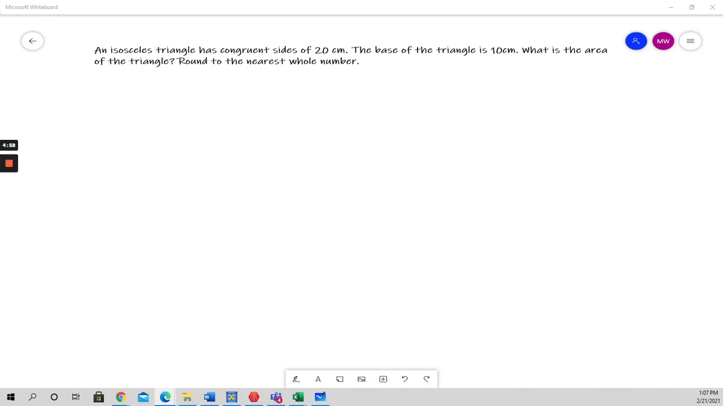An isosceles triangle has congruent sides of 20 centimeters. The base of the triangle is 10 centimeters. What is the area of the triangle? Round to the nearest whole number.